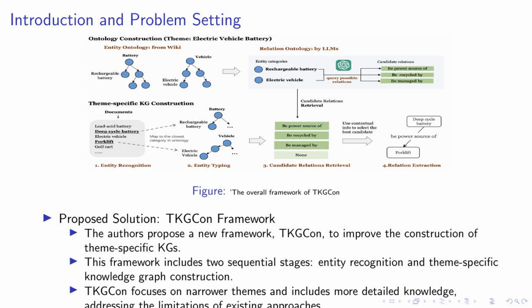TKG-Con begins by constructing an ontology of entities and relations relevant to the theme. This is achieved by collecting a hierarchy of entity categories from Wikipedia and generating potential relations between each pair of entity categories. The next step is the actual construction of the theme-specific KG. Here, possible entity mentions are mined from the documents and mapped to the closest category in the entity ontology. Candidate relations are then retrieved based on these entity categories. The final relation between two entity mentions is decided by incorporating contextual information.